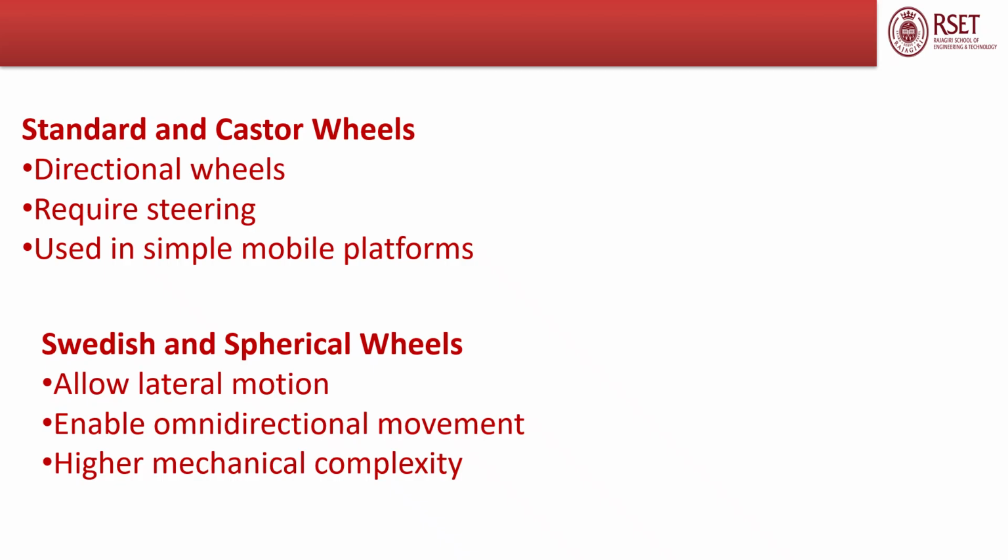Standard wheels and caster wheels are widely used in simple mobile robot designs. Standard wheels provide propulsion and directional control, but require a steering mechanism or differential drive for turning. Caster wheels, on the other hand, are passive and do not provide propulsion. Instead, they support stability and allow smooth changes in direction. Many indoor robots, such as service robots and small research platforms, use a combination of standard drive wheels and caster wheels to achieve a balance between simplicity and stability.